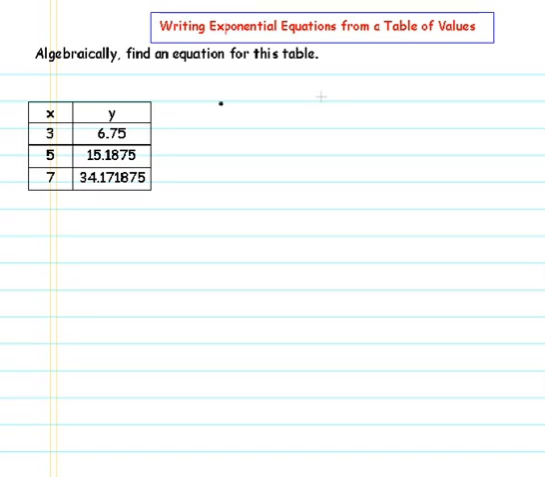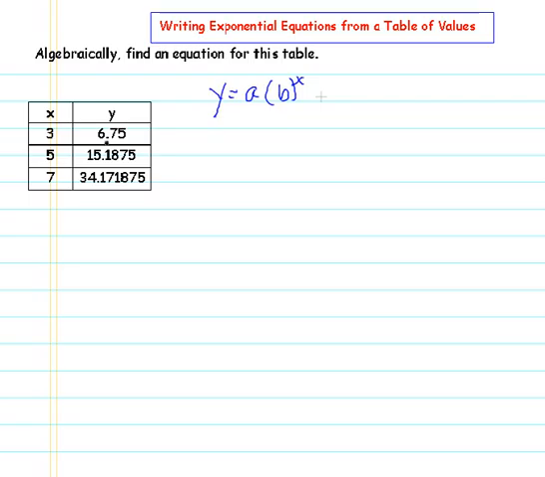In this podcast, we're going to be reviewing how to write an exponential equation from a table of values. And we'll begin by just reviewing that the form that we're going to write our equations in is y equals a times b to the x power, where a represents the initial value and b represents the multiplier or the growth factor for the exponential model.